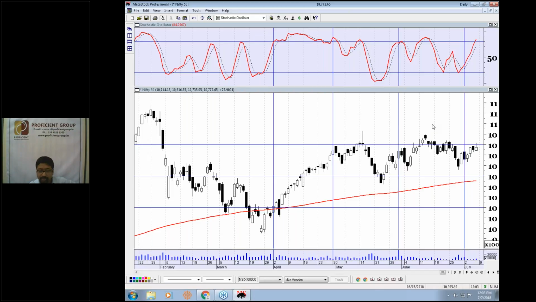One thing is pretty clear from this chart: the level of 10,800 to 10,840 is an extremely strong supply region for Nifty. Nifty has not been able to surpass or go above this level for the past 2.5 months.